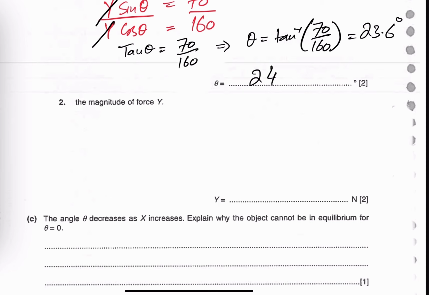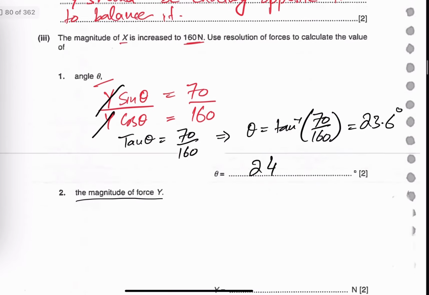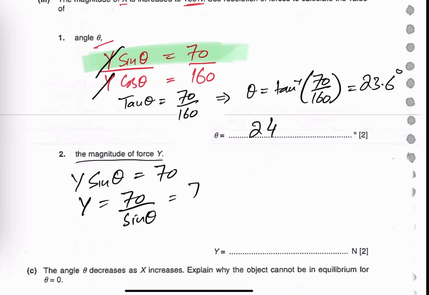Question number 2, you have to find the magnitude of the y force. To find the magnitude, we can use any one of the equations that we have. Let's suppose we use this equation, y sine theta is equal to 70. So y is equal to 70 divided by sine theta. So 70 divided by sine of 24. This will give you 170 Newton. Okay, so 170 Newton is the answer.